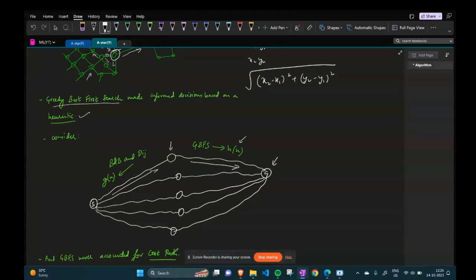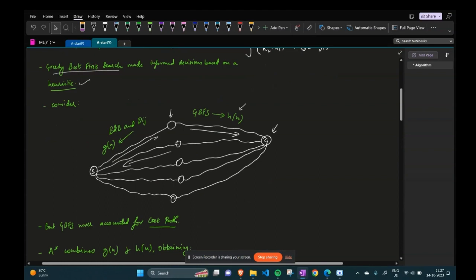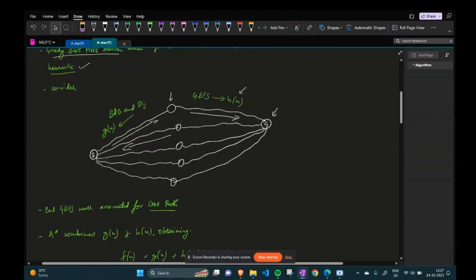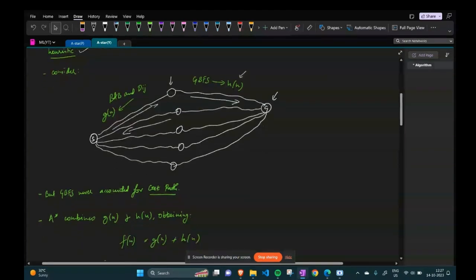Now, that is not the case for branch and bound and Dijkstra. What they do is they always look for the shortest path, and hence it's always with respect to the starting node. Now, neither of these two ideas, the heuristic and the distance from the beginning, were combined, and that is the case in our A star algorithm. So, what A star does is it combines the best of these three algorithms.